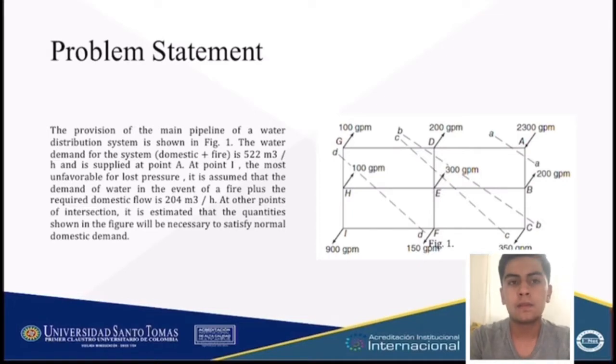The most unfavorable case for pressure loss is assuming that the demand for water in case of fire plus the required domestic flow is 204 at other points in the direction of the estimate.